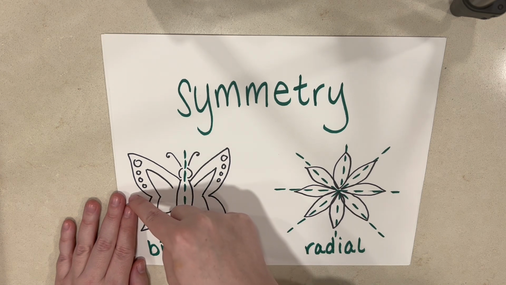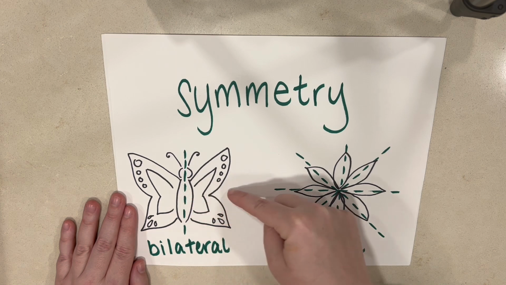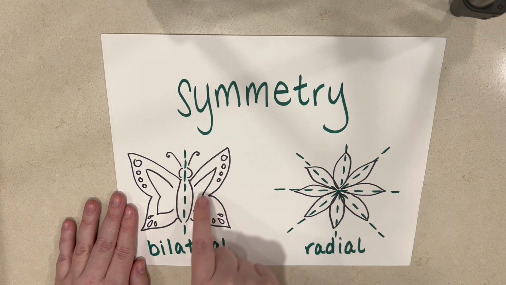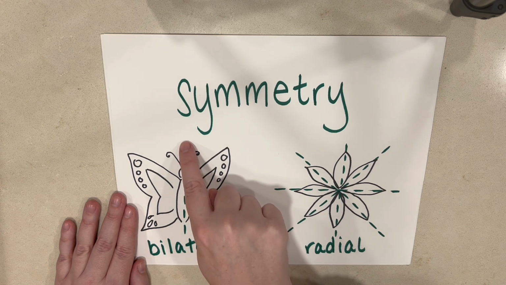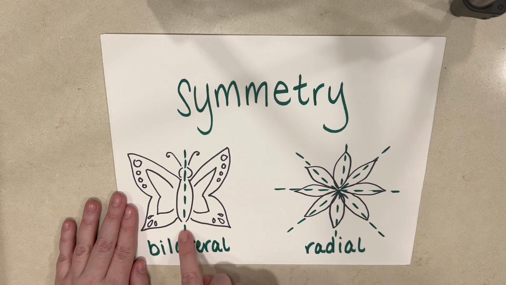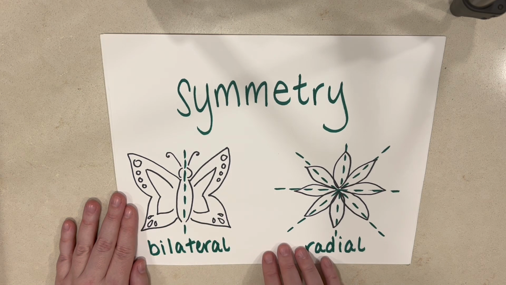Now, if I were to cut the butterfly in half this way, the top wouldn't match the bottom. That's why this is an example of bilateral symmetry, because there's only one spot we can cut it in half and have two identical parts.